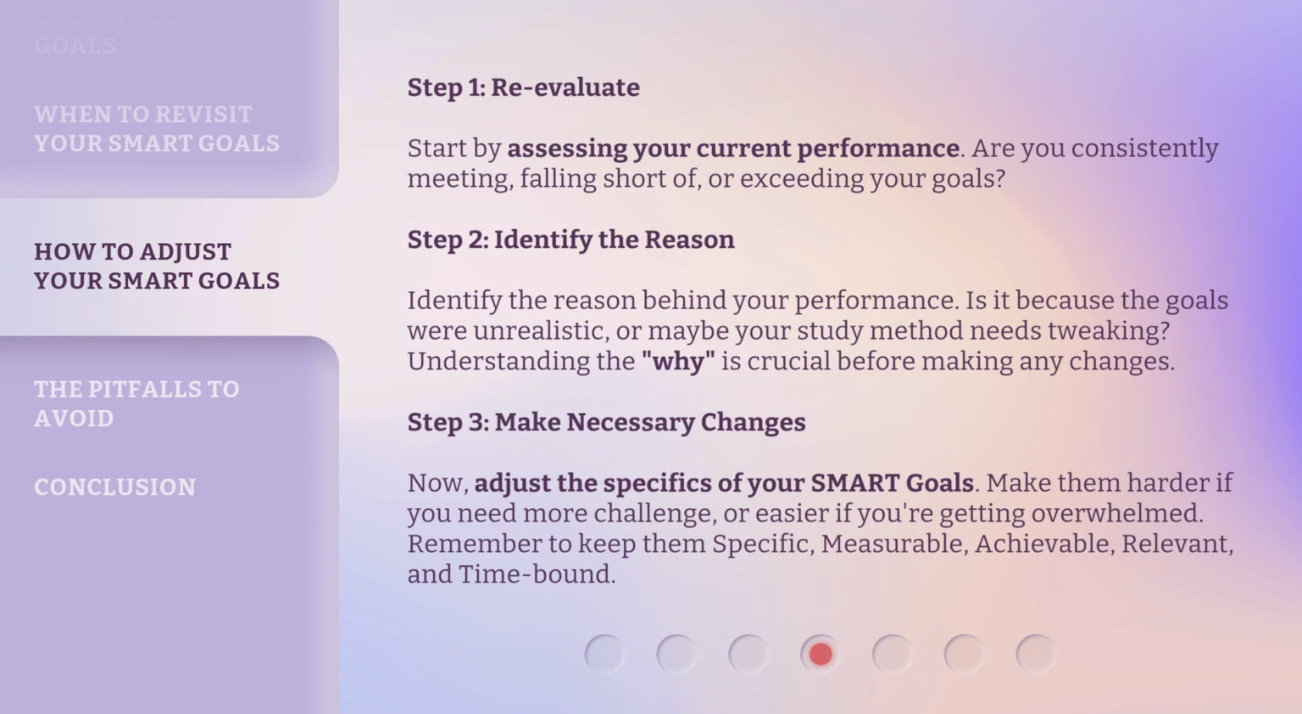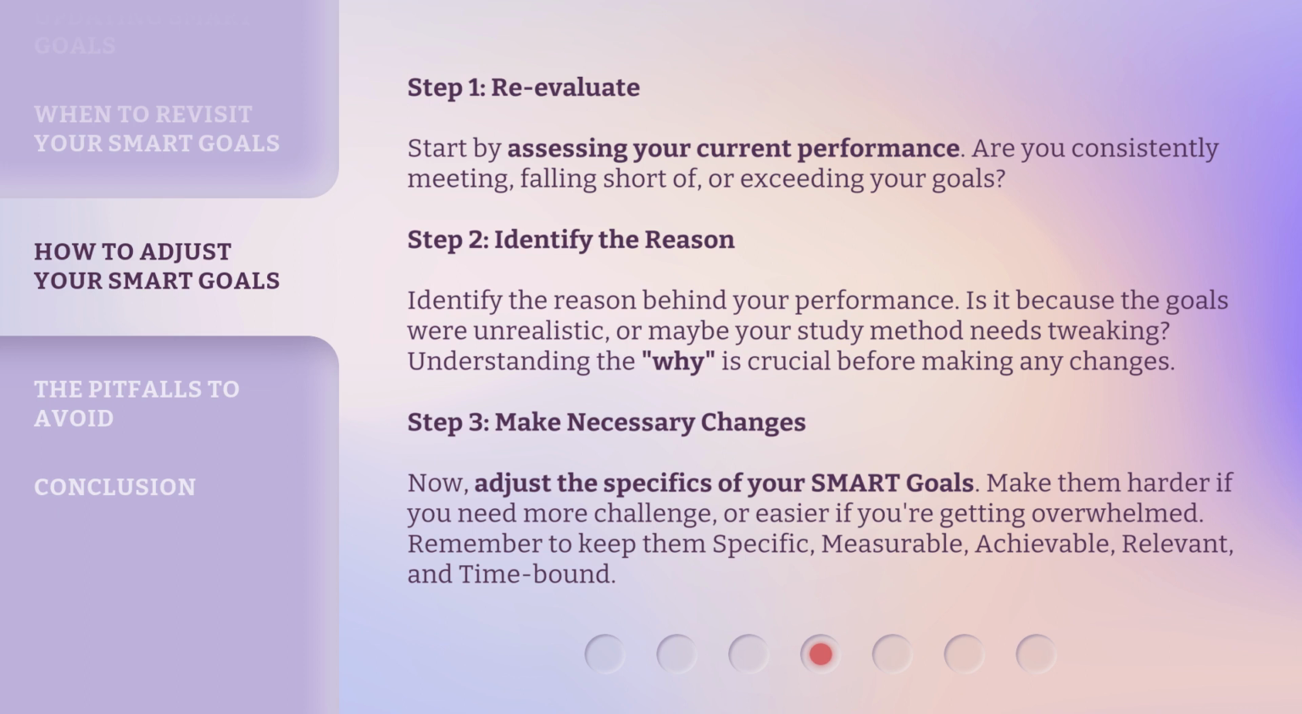Step 1. Re-evaluate. Start by assessing your current performance. Are you consistently meeting, falling short of, or exceeding your goals? Step 2. Identify the reason behind your performance. Is it because the goals were unrealistic, or maybe your study method needs tweaking? Understanding the why is crucial before making any changes.